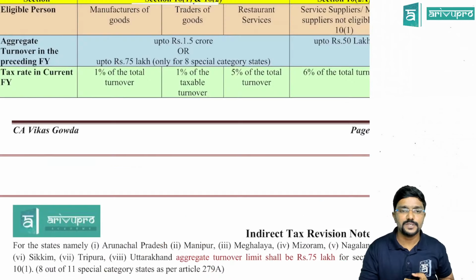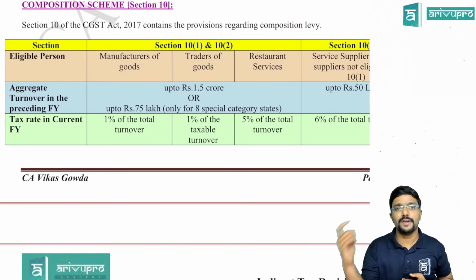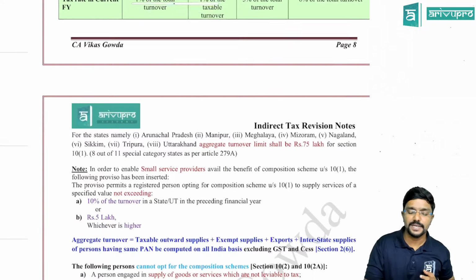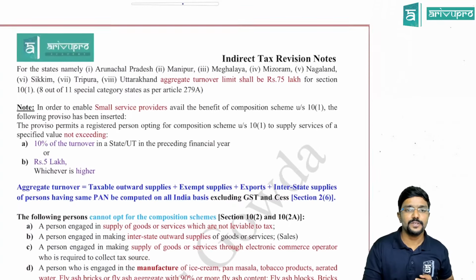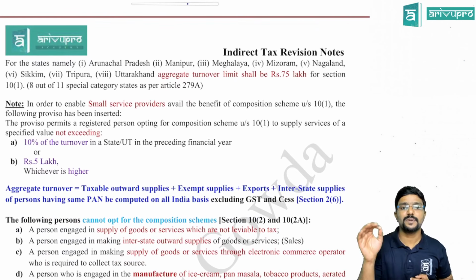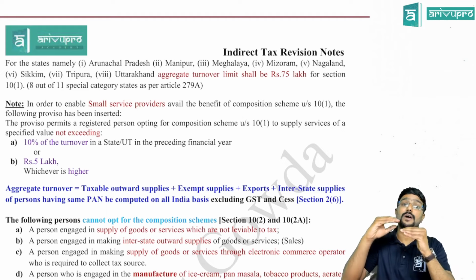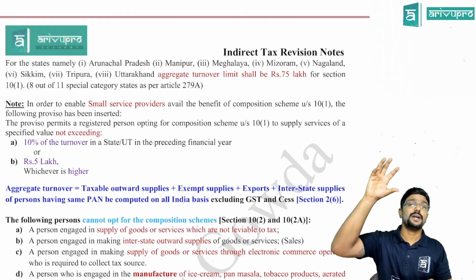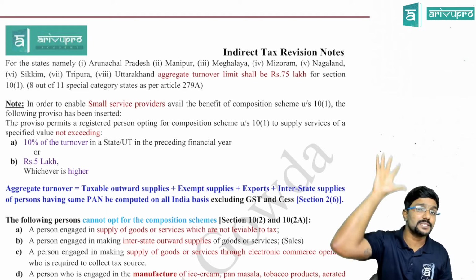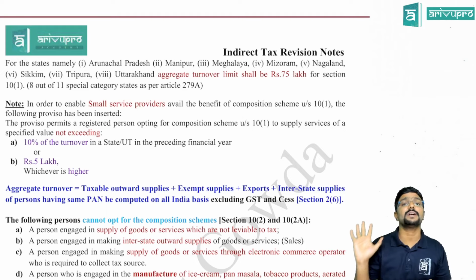And for the 10.1 composition scheme, the aggregate turnover limit is 1.5 crore, whereas for the 8 special states it is 75 lakh. Which are those 8 special states? Arunachal Pradesh, Manipur, Meghalaya, Mizoram, Nagaland, Sikkim, Tripura, Uttarakhand. Clear? These are the 8 states out of the 11 states. As per Article 279A, 11 states are special, but out of that, only 8 are covered here.